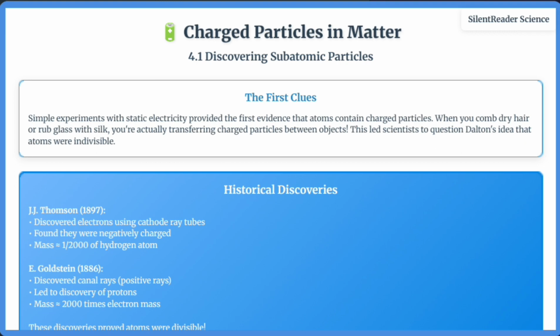J.J. Thomson discovered the electron in 1897 using cathode ray tubes, finding they were negatively charged and incredibly light, about 2,000 times lighter than a hydrogen atom. Then E. Goldstein discovered positive rays, which led to the discovery of protons, positively charged particles much heavier than electrons. These discoveries proved that atoms were not indivisible as Dalton thought, but had internal structure.